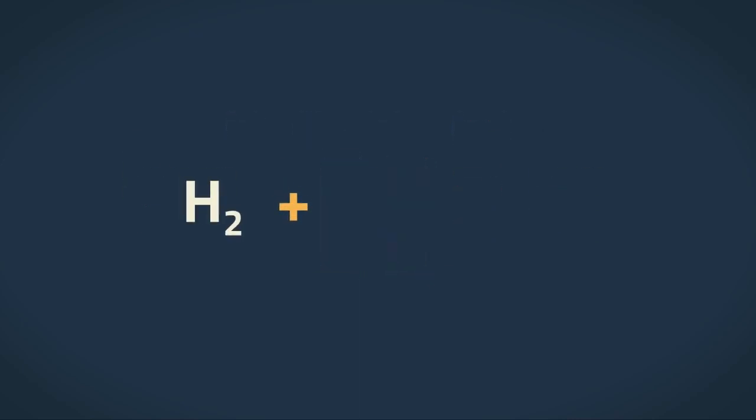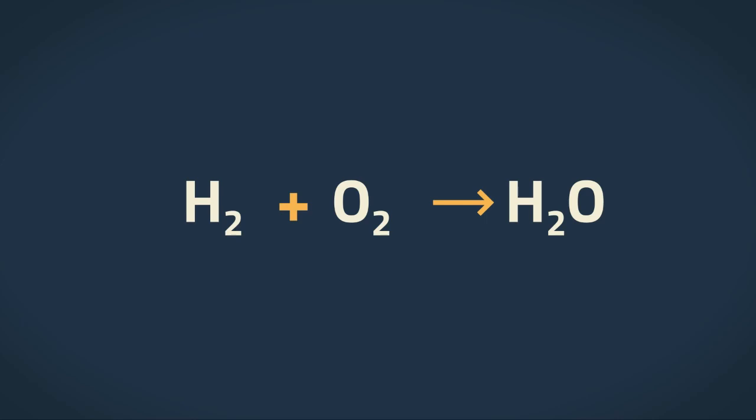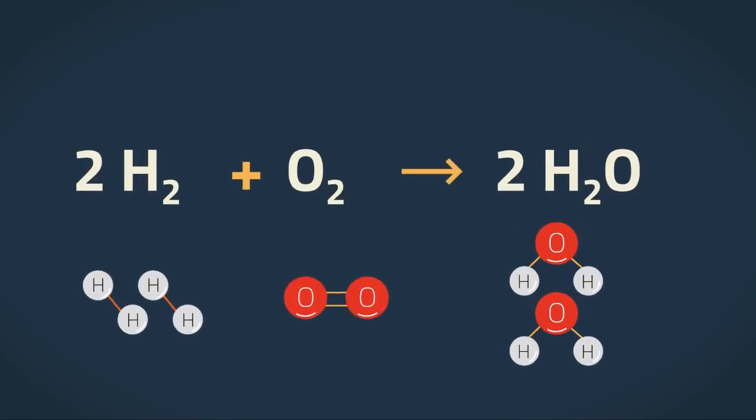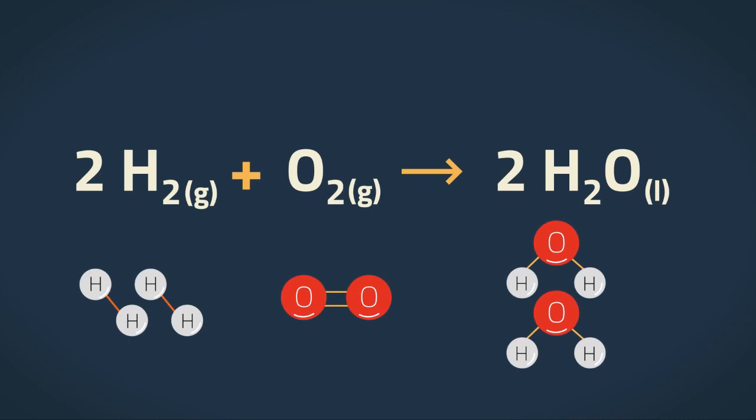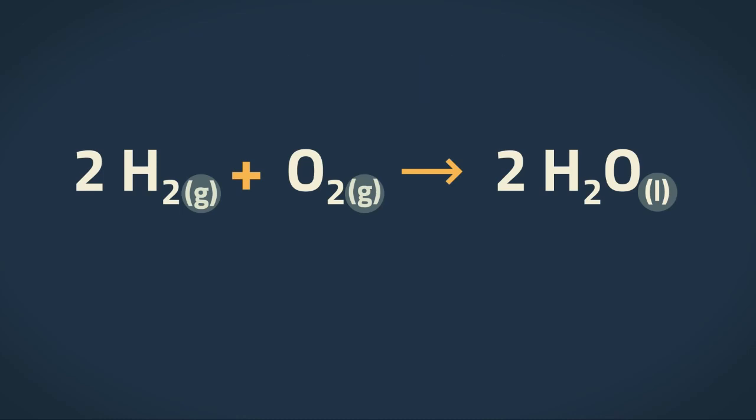Hydrogen gas reacts with oxygen to produce water. As hydrogen and oxygen are diatomic gases, we must also represent that in the equation. Balancing the equation gives us this. Adding the state symbols completes the equation. In summary, state symbols represent each reactant and each product in a reaction, and must be included in every chemical equation.